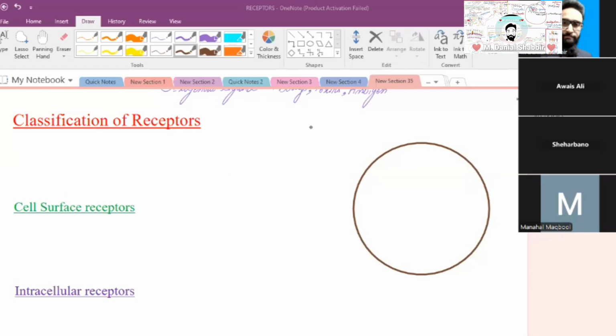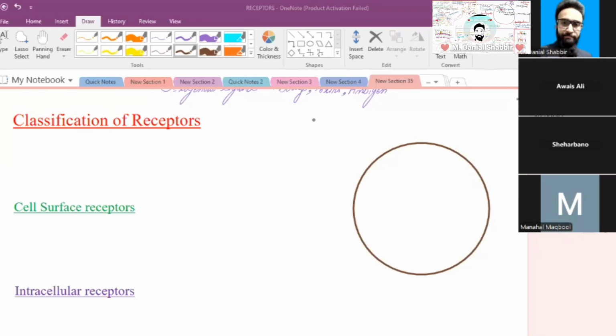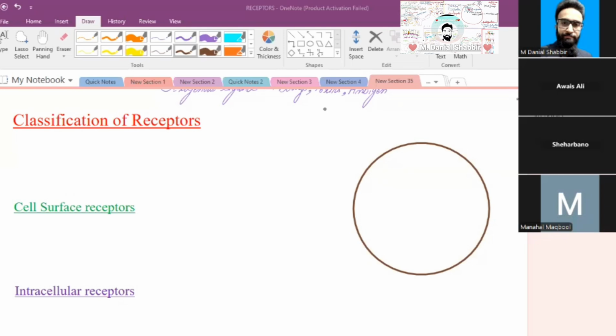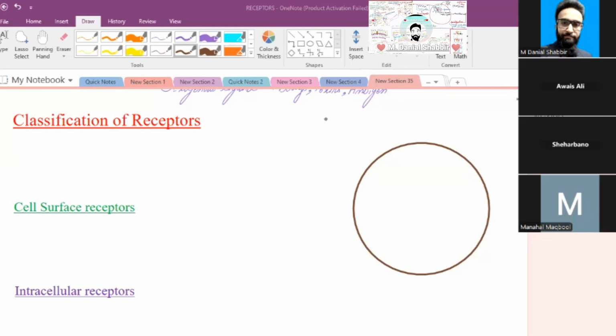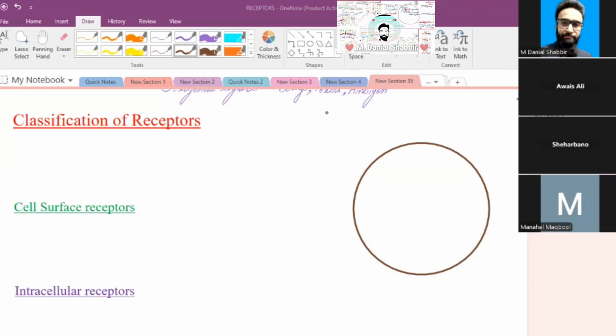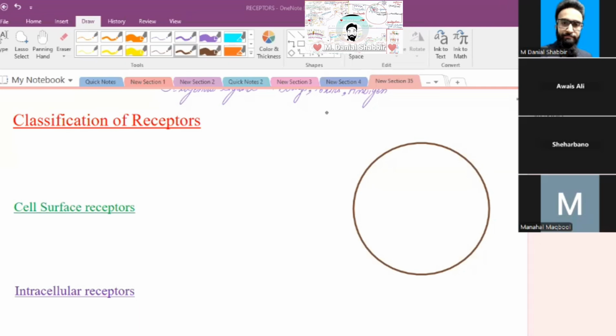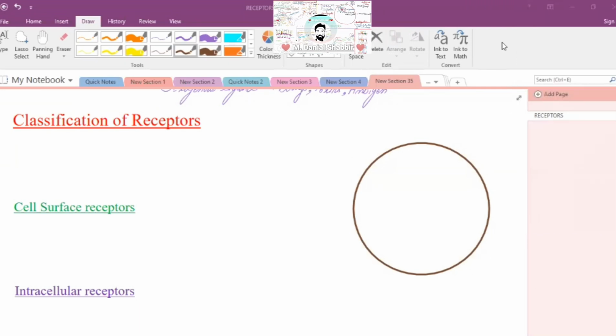Okay, next is classification of receptors. Like how we can arrange the different types of receptors. ठीक है, तो this classification of receptors is based on the location of receptors.